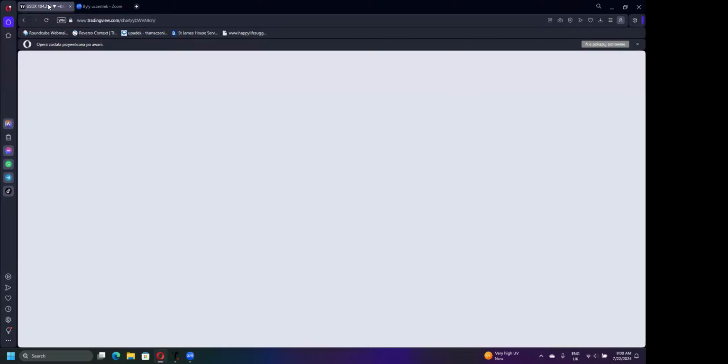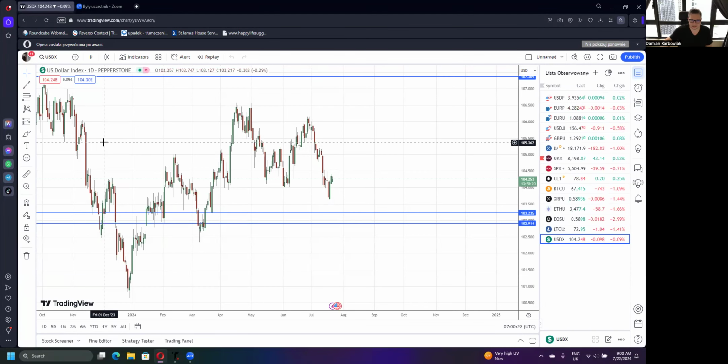So like usual, let me start from the US dollar index. I will just take the chart, yeah, I have the chart already right here. So first of all, US dollar index.